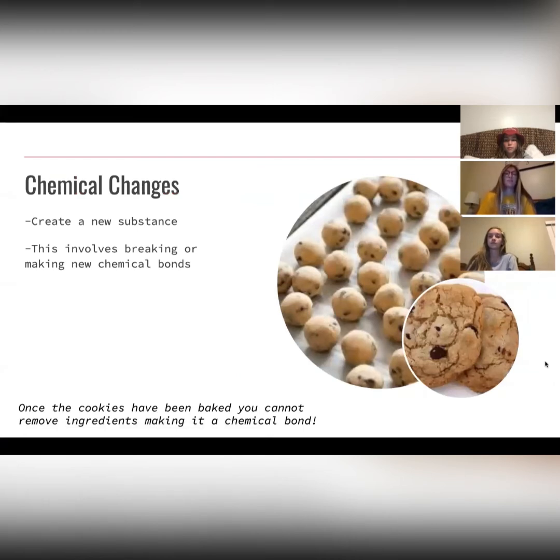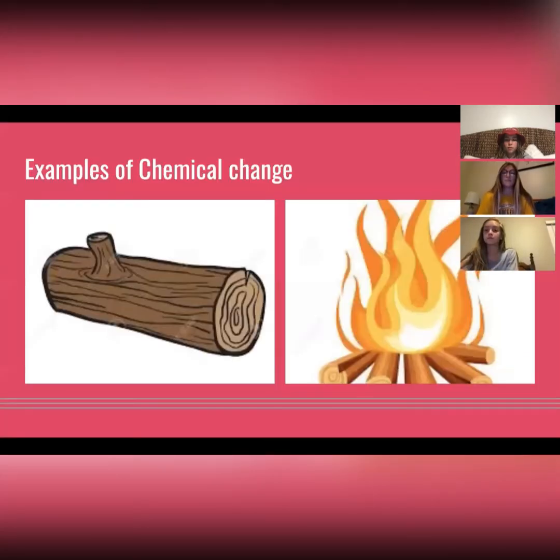Chemical changes. So, chemical changes create a new substance. This involves breaking and making new chemical bonds. So, once the cookies have been baked, you cannot remove the ingredients, making it a chemical change. So, it goes from cookie dough to cookies.